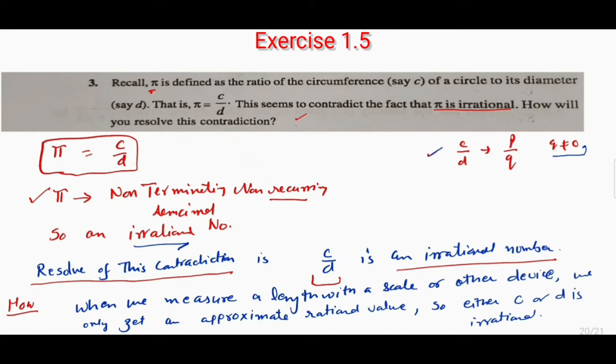The answer to this question is: when we measure a length with a scale or other device, we get only an approximate rational value. So we can say that either C or D is irrational. If C upon D, either C or D is irrational, this is not a contradictory statement. It means if pi is irrational, then C upon D is also an irrational number. So the fourth question here: represent square root of 9.3 on the number line.